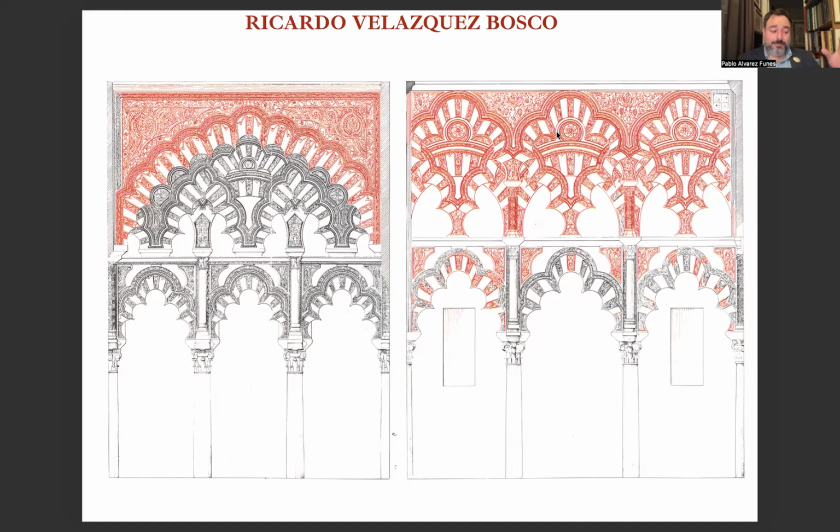with the difference that Viollet-le-Duc and his school were looking to improve the monuments. This was happening at the end of the 19th century, while Viollet-le-Duc started in the mid-19th century. Ricardo Velázquez Bosco only wants to bring the monument back as it was, not as it should have been, as it was. And this is an important difference.